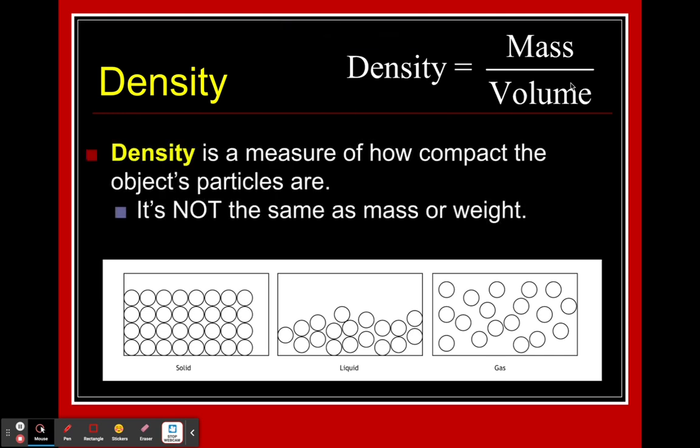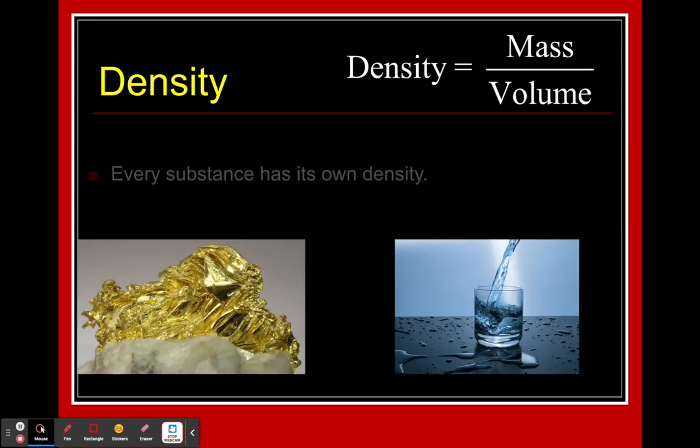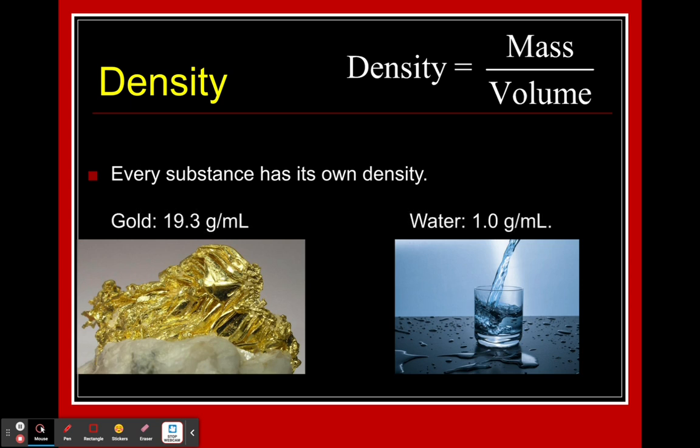It's not the same as mass and weight, not at all. Some density examples. Every substance has its own density. So everything on the periodic table of elements has its own unique density, as does salt and even sugar. For example, gold you can see has a higher number. Water has a lower number. And that implies that gold has a higher density, which means the particles are more closely packed together. And then water is less packed together, and you can put your hands through it.